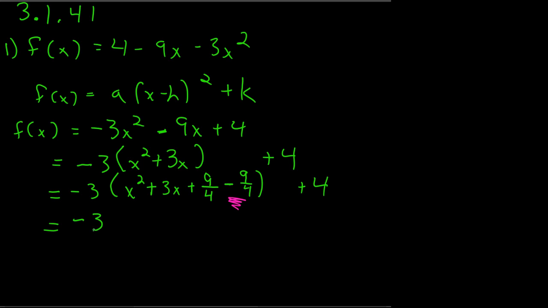So I'm going to have my negative 3, and x squared plus 3x plus 9/4 inside my parenthesis. Now when this 9/4 comes out, it has to go through this coefficient in front. This negative 3 is multiplying everything in there. So if this is coming away, a minus times a minus is positive, and 3 times 9/4 is 27/4.